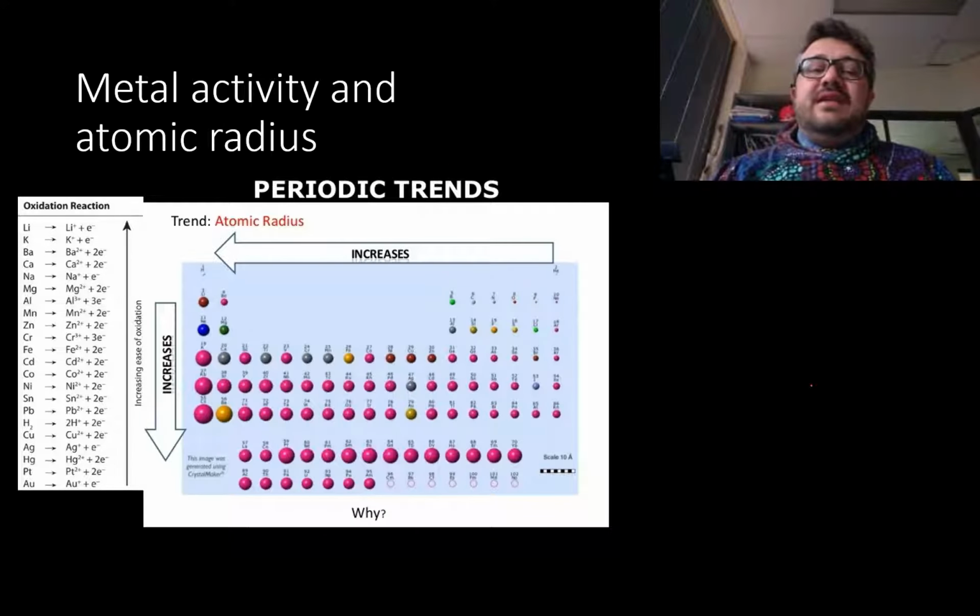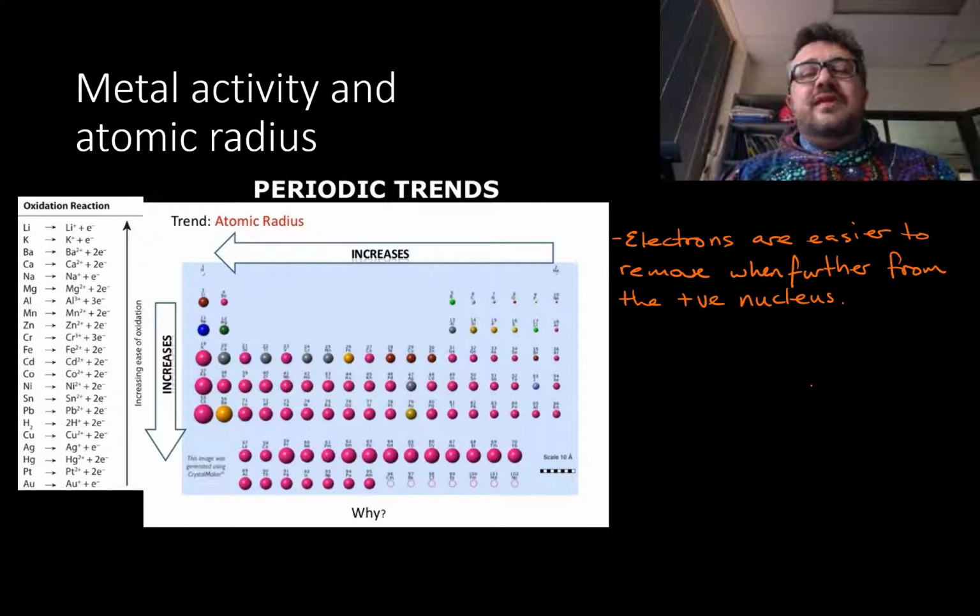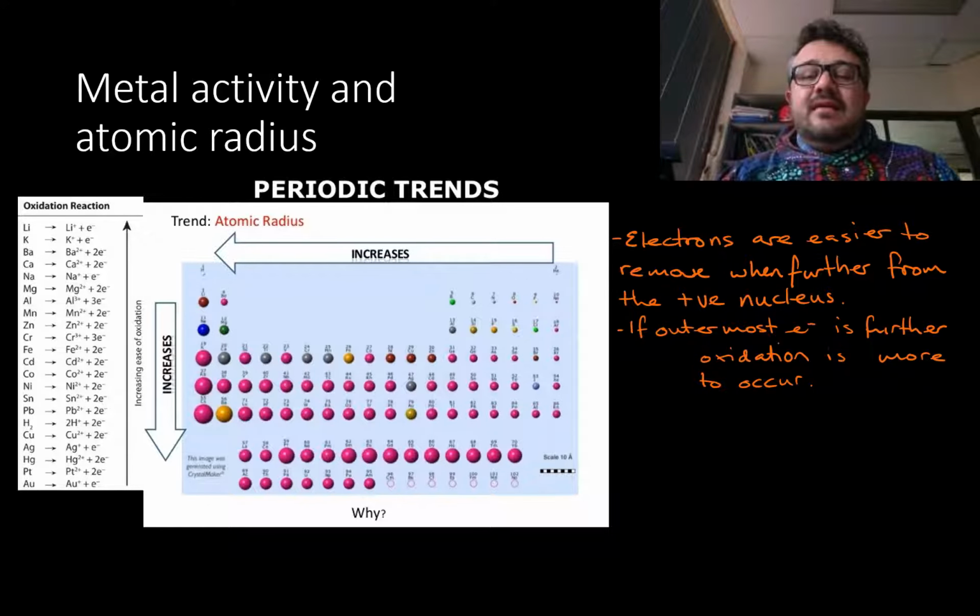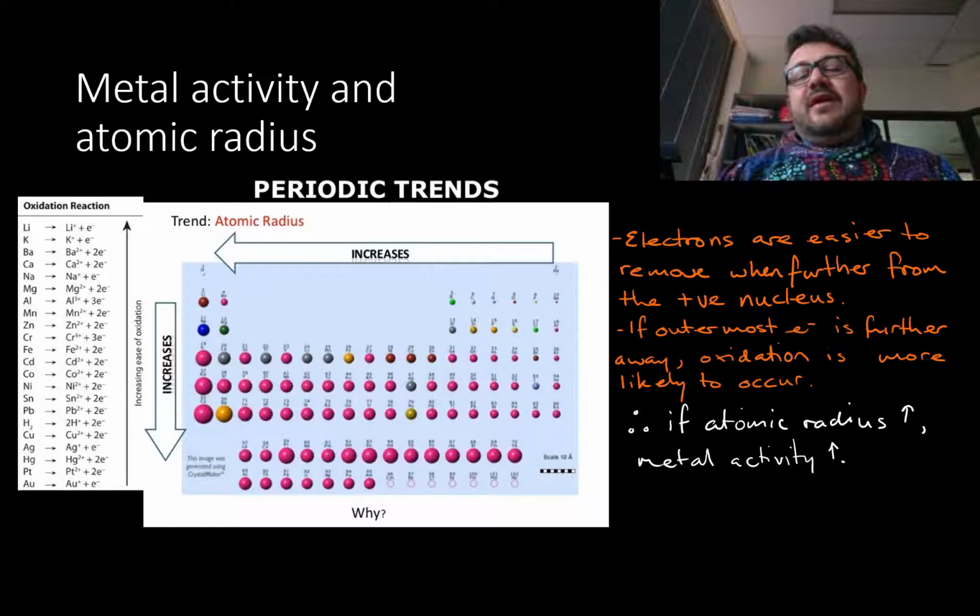Now let's have a look at metal activity and the atomic radius. Okay, so electrons, when they're further away from the center of the nucleus, are easier to remove, right? Because they are further from the very positive nucleus. As they get closer, the positive attraction is stronger and they stay there. If the outermost electron is further away, oxidation is more likely to occur. Therefore, if the atomic radius increases, metal activity also increases.